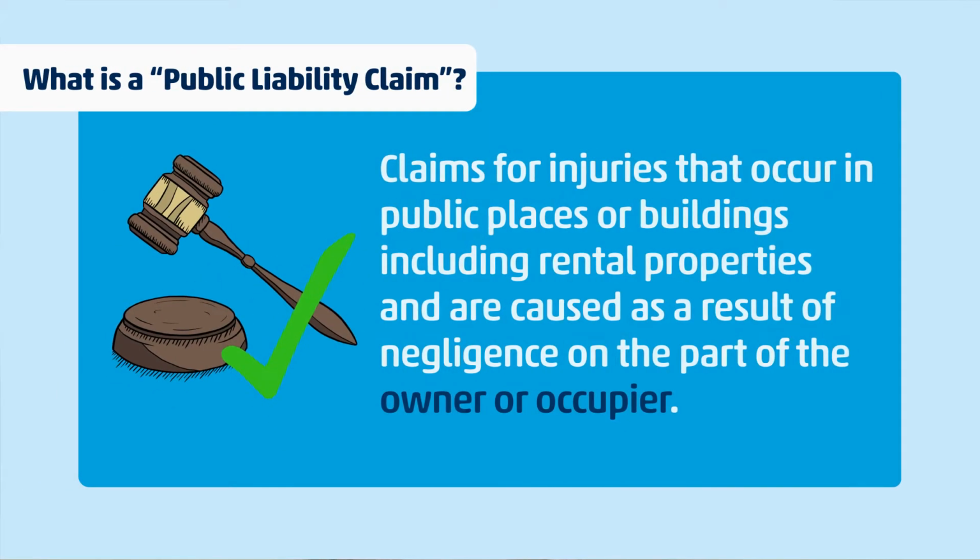Before establishing whether you can make a public liability claim, you must first understand what it specifically refers to. Public liability claims are for injuries that occur in public places or buildings, including rental properties, that arise as a result of the negligence on the part of the owner or occupier, such as the owner of a shopping centre. These claims exist because they have a responsibility to you as a member of the public to put measures in place to protect your safety. This is known as their duty of care.